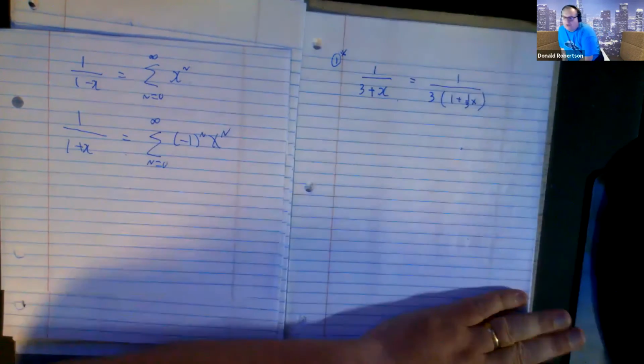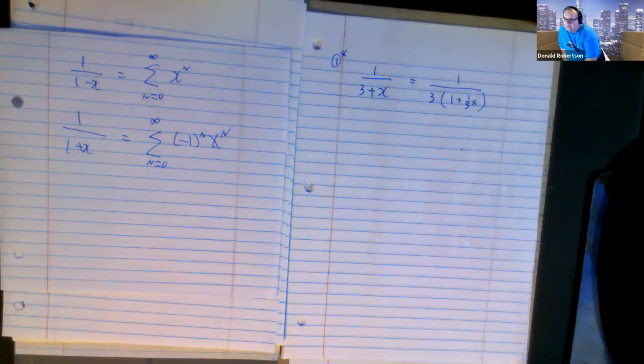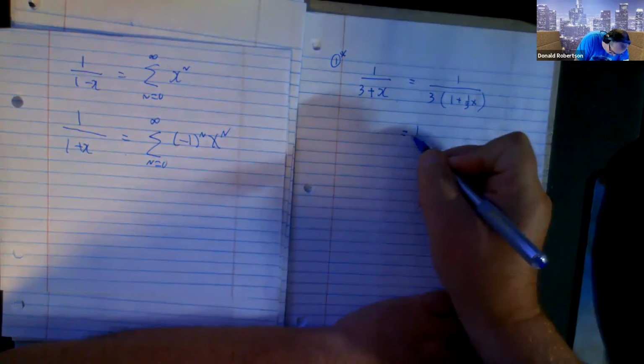Are you happy with what I just did there? I have pulled out a common factor of 3 when you normally wouldn't do that. Don't you normally pull out common factors because it makes the answer nice? You never pull out a common factor to make it worse. But nonetheless, I need that. I'm now going to call this 1/3.